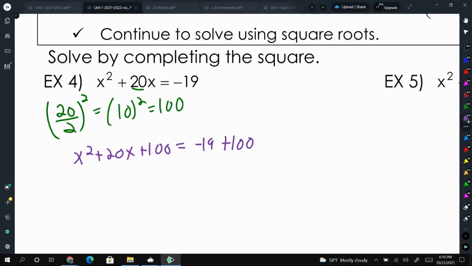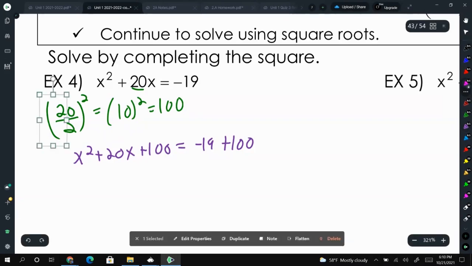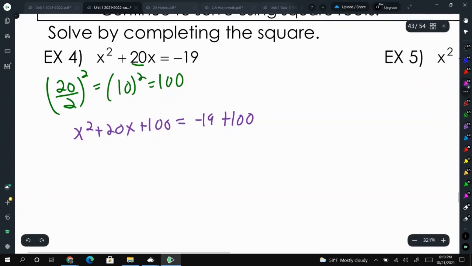And that's what people get confused about. Is like, well, why can't we just add 100 to both sides? We're not getting rid of anything. We can do anything we want to equations as long as we do it to both sides. Now, the left side, we have a perfect square trinomial. 100 is a perfect square, and 1's a perfect square. So we have x plus 10 squared equals 81.